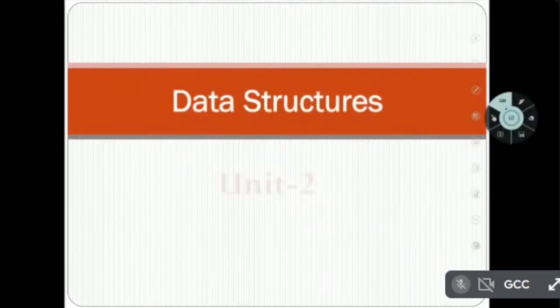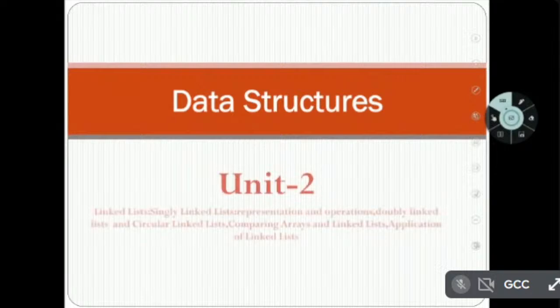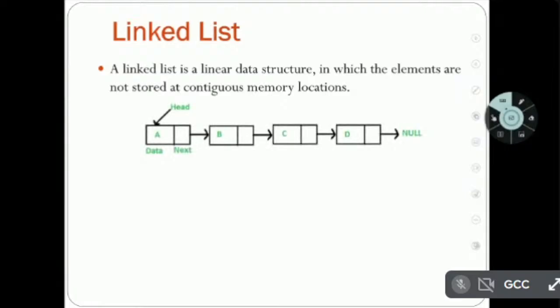So your second unit is about linked lists. In that there are three types of linked lists: single linked list, double linked list, and circular linked list. Now this is called a linked list. Okay, the symbol to represent a linked list.